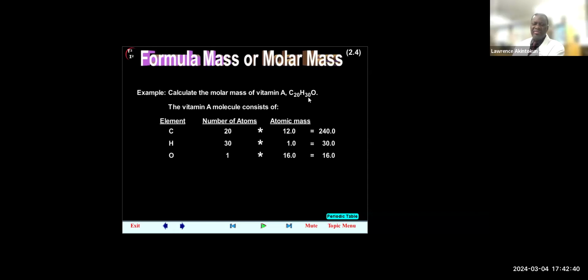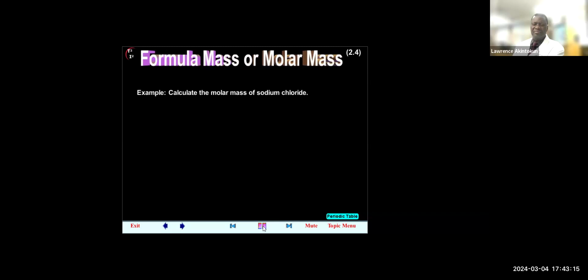And hydrogen has 30 atoms in that formula, and the atomic mass is 1.0. So 30 times 1.0 is 30.0. And oxygen has only one atom. If there is no subscript, it means it is 1. So 1 times 16 will give us 16. So the total mass is going to be 286.0. Hence, the molar mass of vitamin A is 286.0 grams per mole.